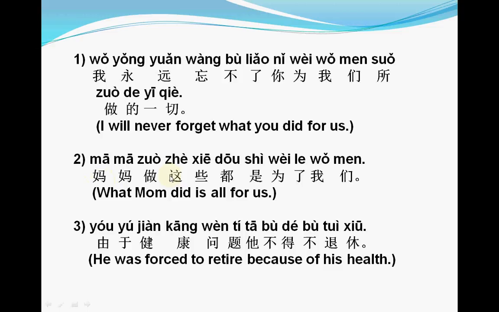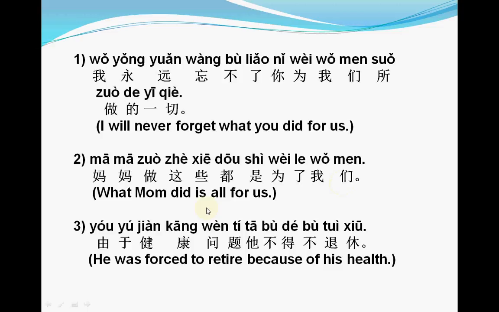Okay, another example. 妈妈做这些都是为了我们. 为了 is a preposition in this sentence. 妈妈 means mom. 做这些: 做 means did, 这些, all of these. 都是, all, is. 为了 means for. 我们, us.